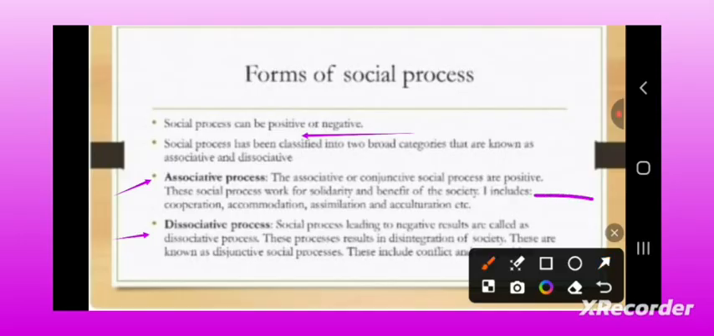Associative process. Any associative or conjunctive social process is a positive social process. They work for the solidarity or benefit of society. This category includes cooperation, accommodation, assimilation, and acculturation. This process brings people together.